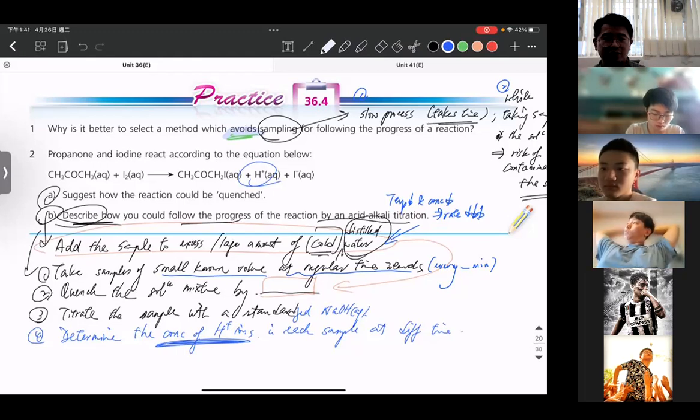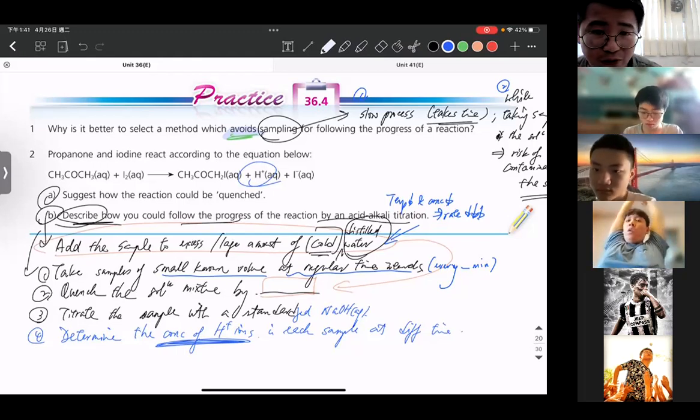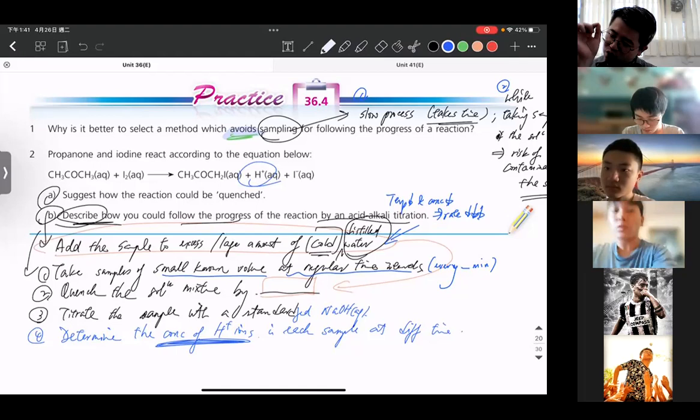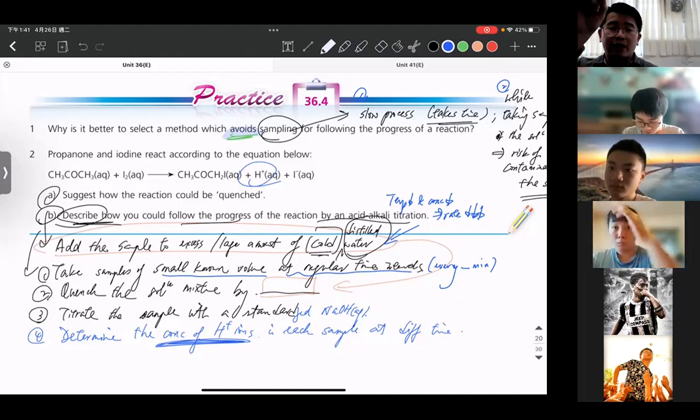Now, no need to mention you need 1 or 2 minutes for titration afterwards, okay? So you carefully choose what the time interval to collect the sample is.